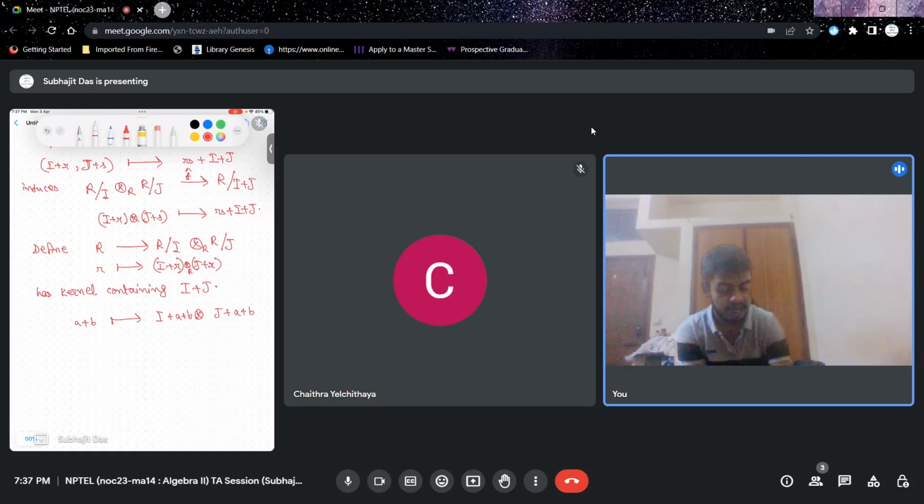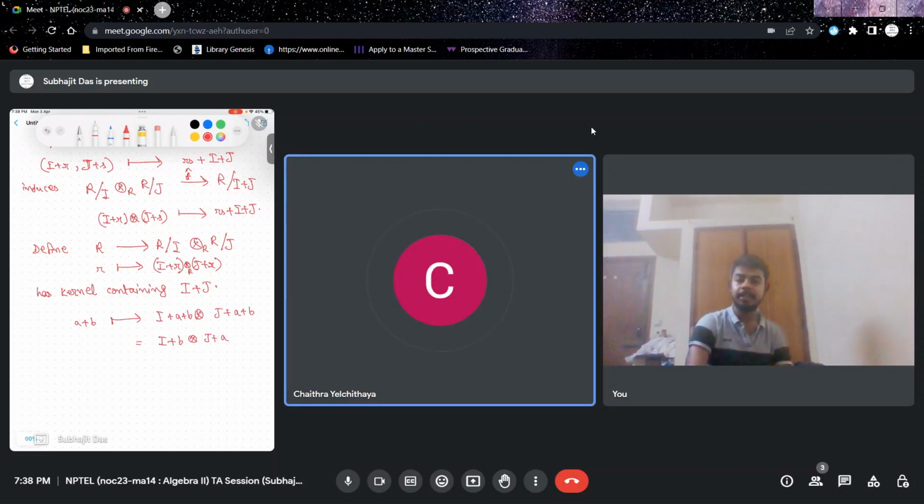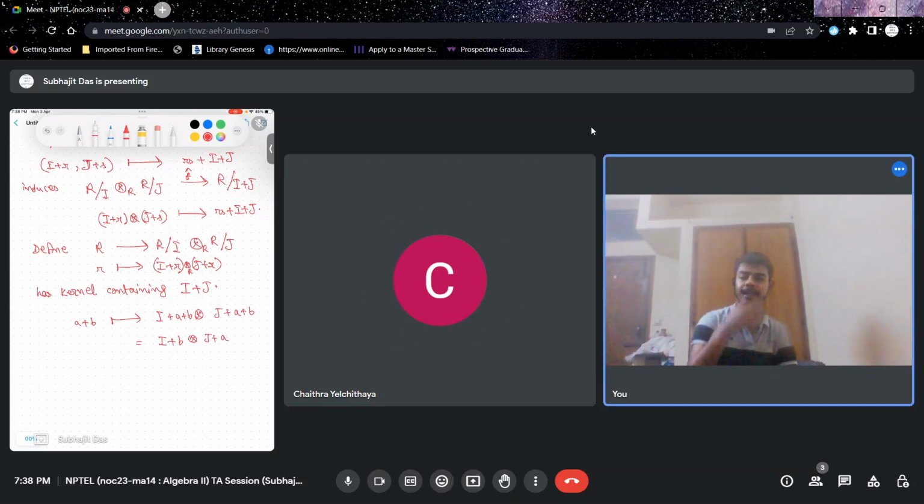So a is in I. So this is your quotient. A is in I, implies this is just the same as I plus b. Yes. So this can be written as I plus b tensored with J plus a. Do you agree with this? Since a is in I, I plus a is the same as I. Now this can be written as I plus ab tensored with I plus 1.